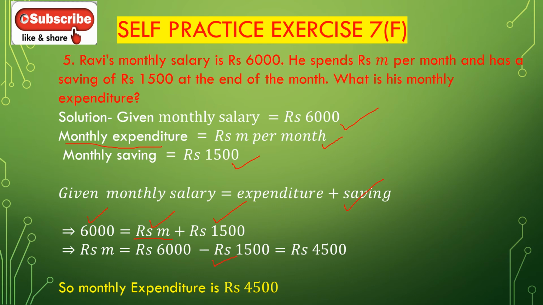This 1500 rupees is transposed to the left hand side, and then the plus symbol changes to a minus symbol. So 6,000 minus 1500 rupees. 6,000 minus 1500 rupees is 4,500 rupees. Now the monthly expenditure of Ravi is 4,500 rupees.